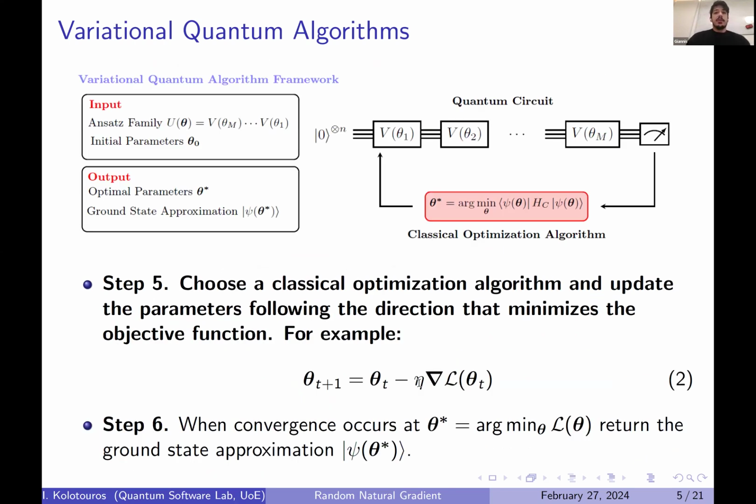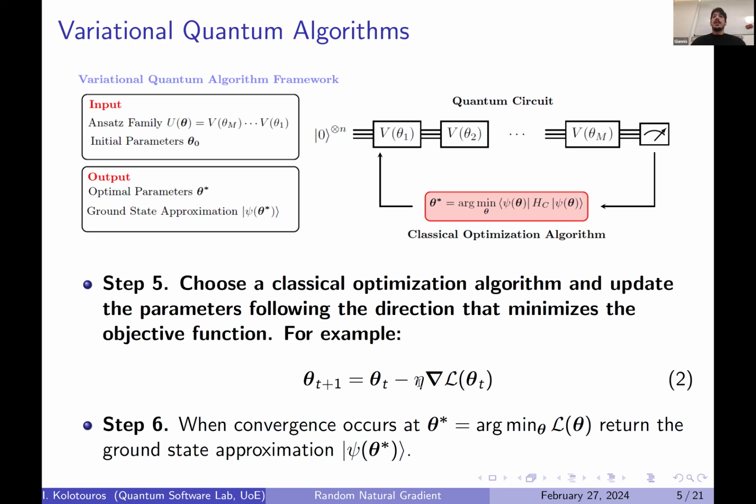Now, step 5, which is the most crucial for this paper, is that once you have the values of the loss function or its gradients, the classical computer employs a classical optimization algorithm and updates the parameters towards the direction that minimizes the loss. For example, here I have the equation of gradient descent, which is really simple. You calculate the gradient of the loss function, and you move by a small step size towards that direction. Then you iteratively do this loop, this continuous feedback loop between the quantum computer and the classical computer, until you have converged to a minimum.